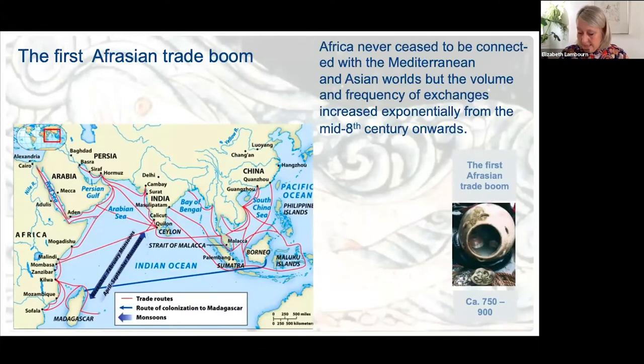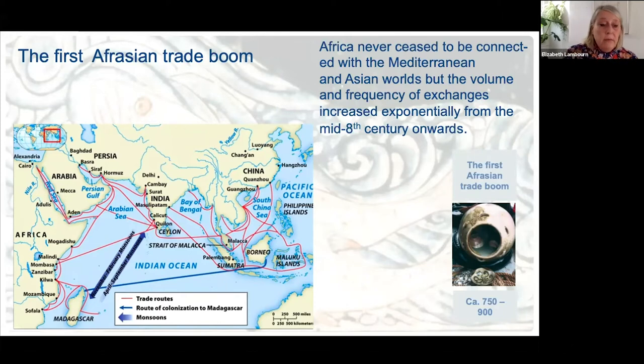Now, Africa never ceased to be connected with the Mediterranean to the north and the Asian worlds, but we see a distinct increase in the volume and frequency of exchanges from the mid 8th century onwards, particularly with South and Southeast Asia as intermediaries. And the map of trade routes you see on this slide shows you clearly some of the main connections and the important role of South and Southeast Asia as waypoints with longer trade routes through to East Asia. East African coast, Madagascar, the Comoros are all involved in direct exchanges with the Middle East, South and Southeast Asia.